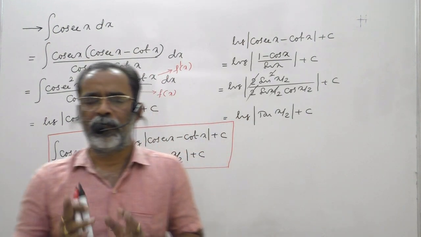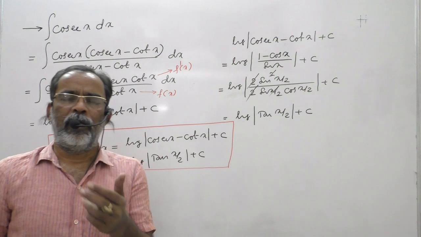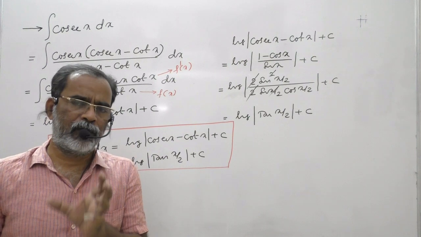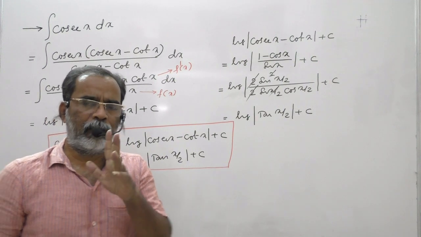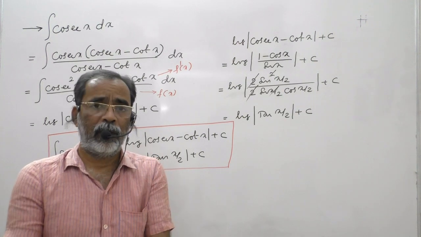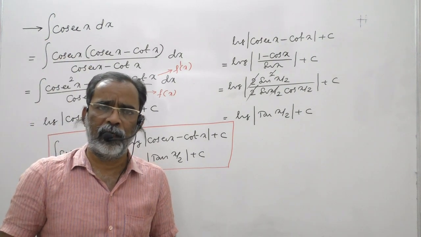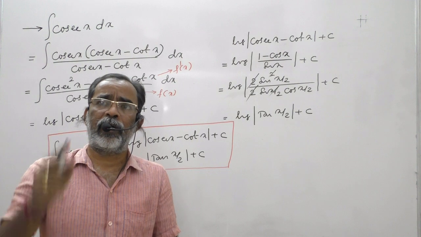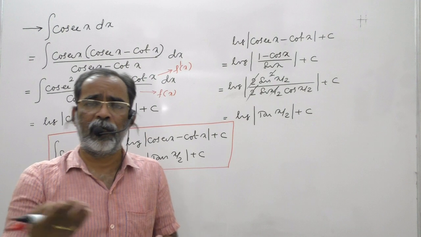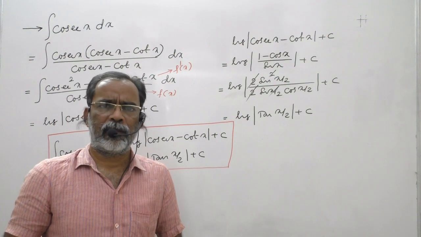Once again, no confusion. All these, especially f dash x by f x, are obtained by the method of substitution. Once again, I am telling you, some teachers may use the substitution procedure, taking f of x equal to t like that. Some teachers may use f dash x by f x directly. No confusion. When to apply that and when to apply this, both are the same. You can use your choice.